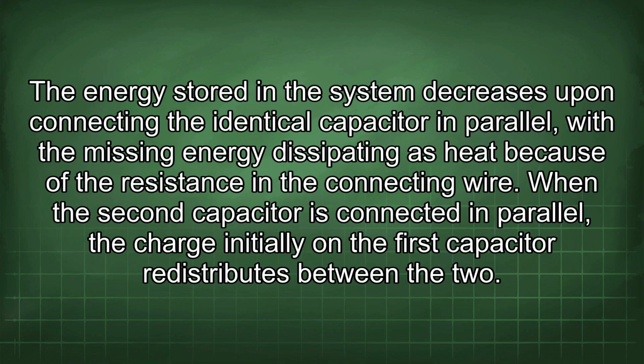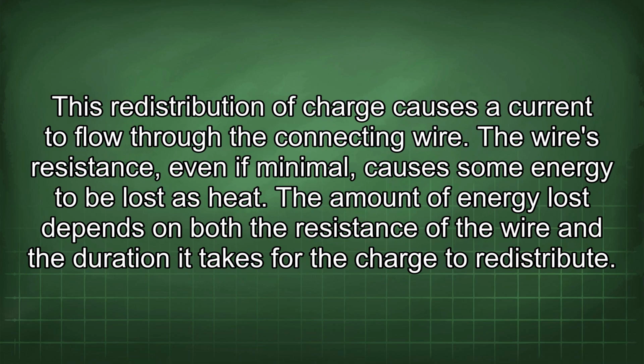The energy stored in the system decreases upon connecting the identical capacitor in parallel, with the missing energy dissipating as heat because of the resistance in the connecting wire. When the second capacitor is connected in parallel, the charge initially on the first capacitor redistributes between the two. This redistribution of charge causes a current to flow through the connecting wire. The wire's resistance, even if minimal, causes some energy to be lost as heat.